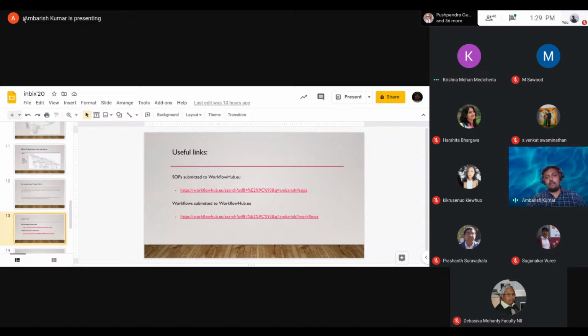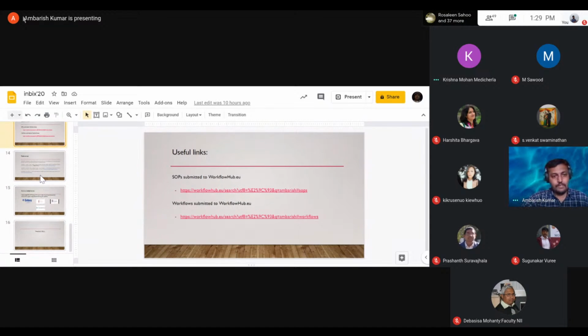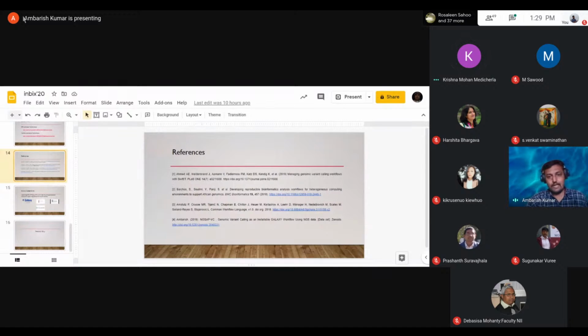This is the link for the submitted SOPs and workflows. One can easily access the SOPs and all the workflows, CWL and Galaxy workflows, submitted to WorkflowHub. I contributed it as a BioHackathon project, and my contribution is already acknowledged on WorkflowHub EU. And these are the references which I have used while doing the study, forming the manuscript and making the presentation.